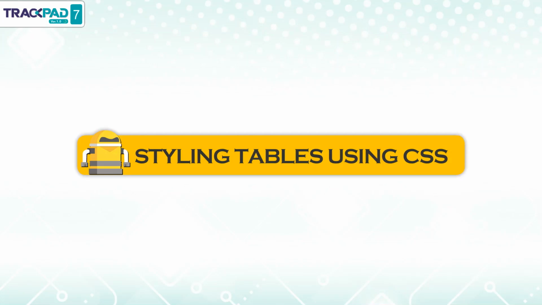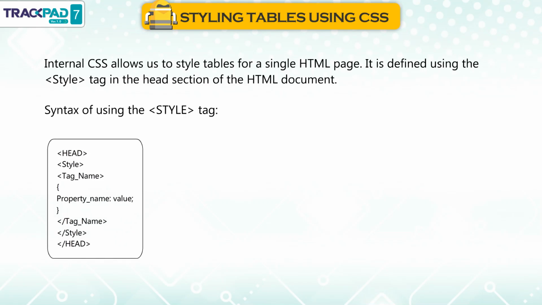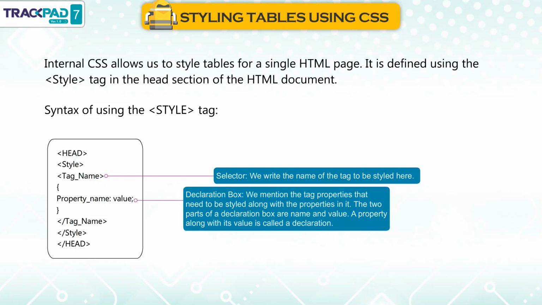Styling tables using CSS. Internal CSS allows us to style tables for a single HTML page. It is defined using the style tag in the head section of the HTML document. Syntax of using the style tag: <head><style> tagname {property-name: value;} </style></head>. Selector: we write the name of the tag to be styled here. Declaration block: we mention the properties that need to be styled along with their values. The two parts of a declaration are name and value. A property along with its value is called a declaration.